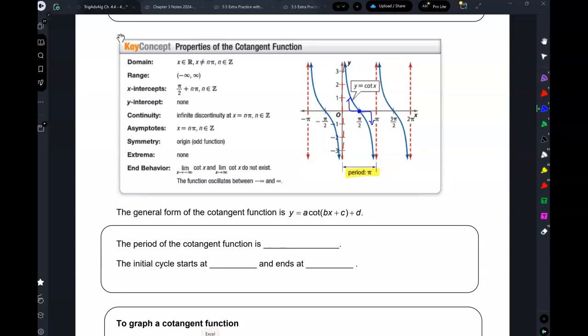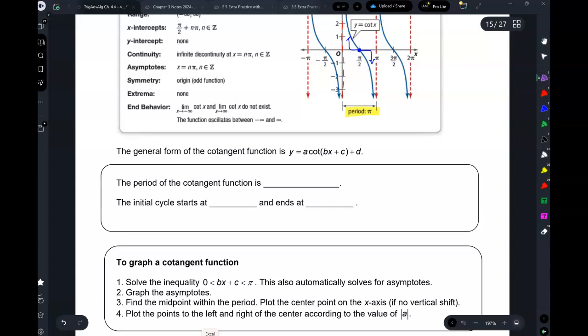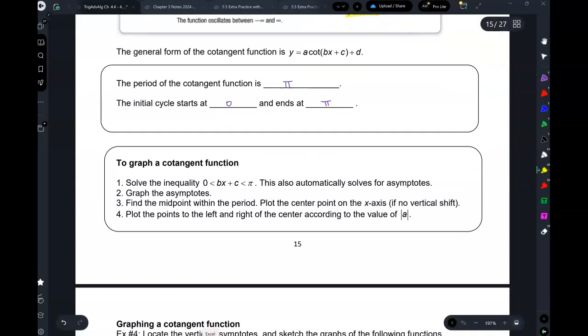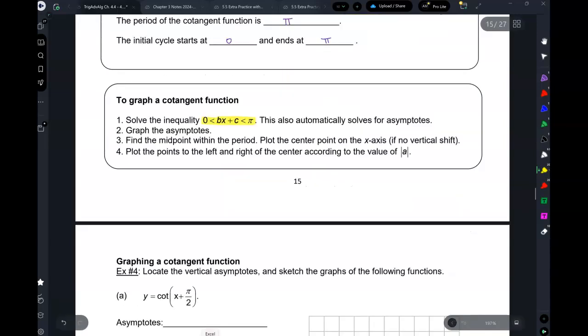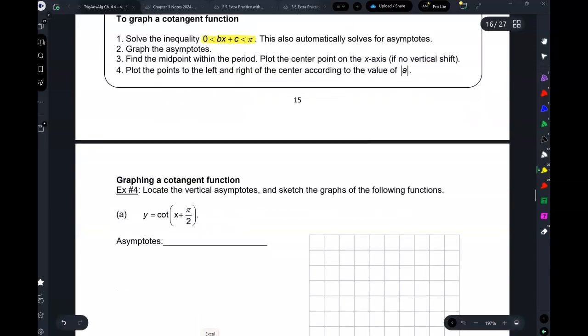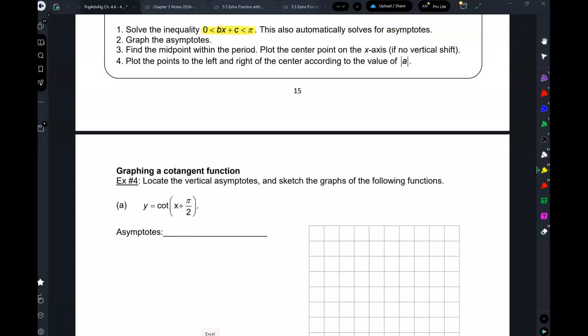All right, so the period, to recap, the period of the cotangent is pi. The initial cycle starts at 0 and ends at pi, which means to graph a cotangent function, we have to do the inequality from 0 to pi. All right? This automatically solves for the asymptotes, and everything else is more or less the same. So let's take a look at this one.